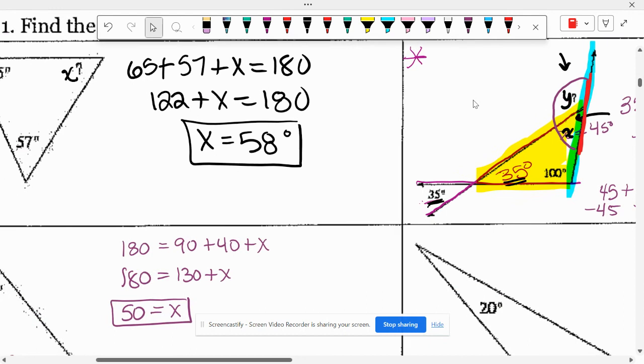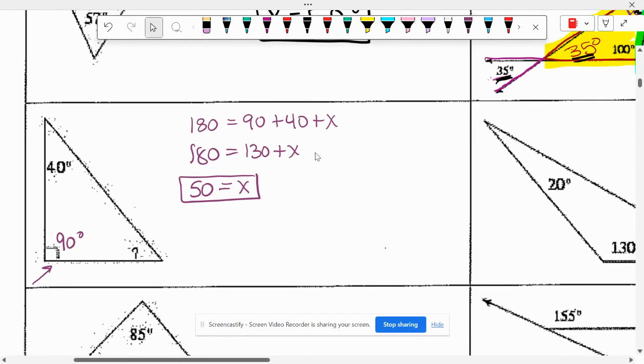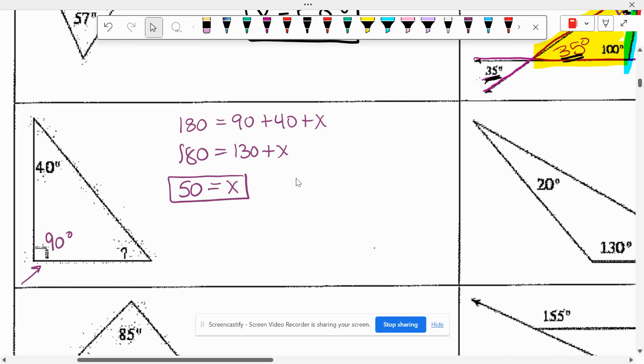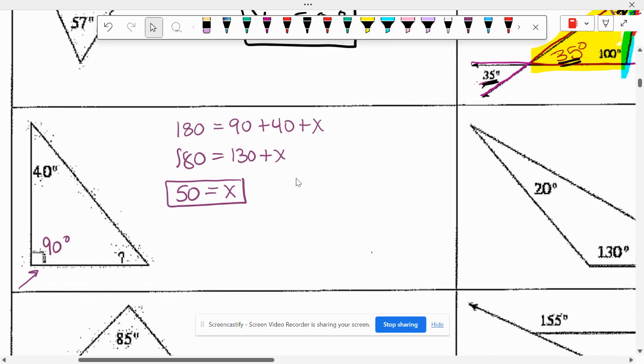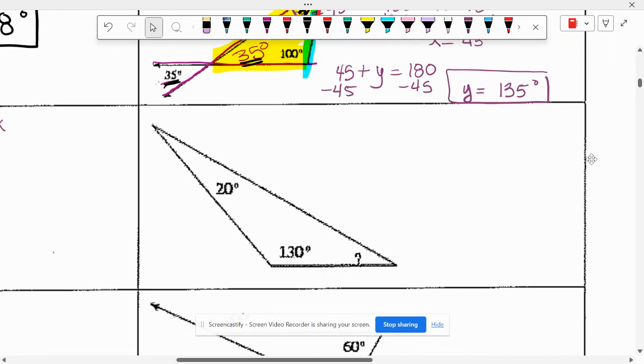I also did in your video example number 3 yesterday. We know that a right angle has a measure of 90 degrees. So 40 plus 90 plus x has to equal 180. So x equals 50. I did not do number 4, so let's do this one together.